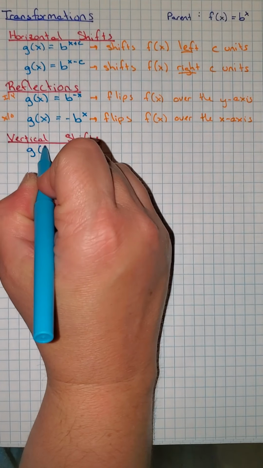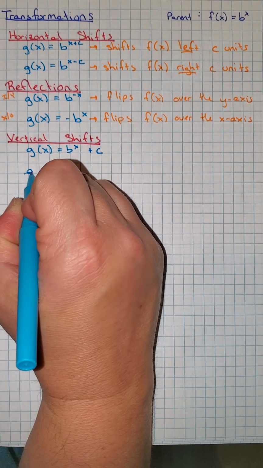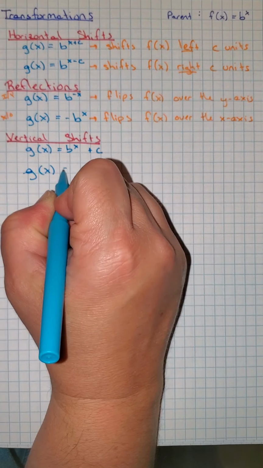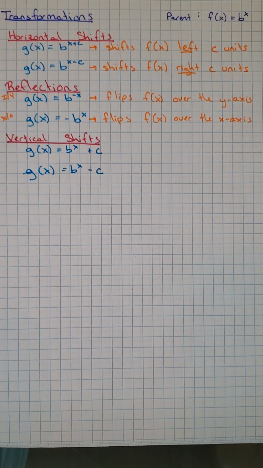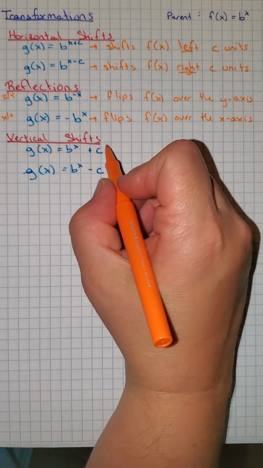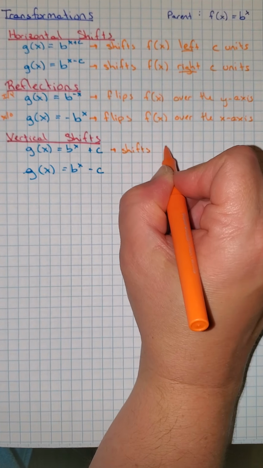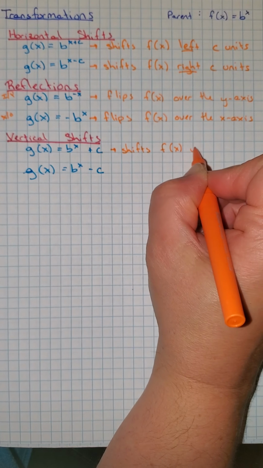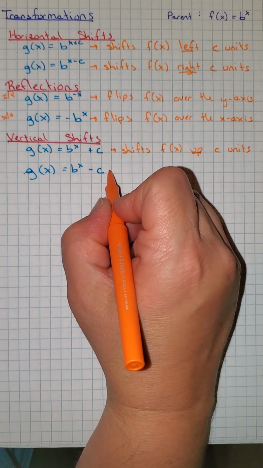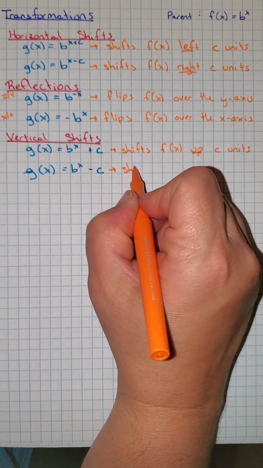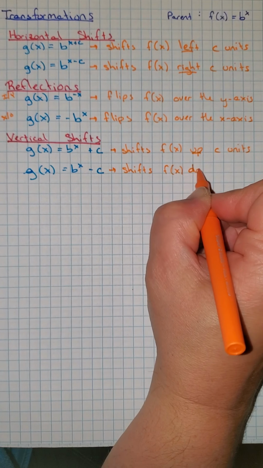So you could have g of x equals b to the x and then plus c down on the ground. Or g of x equals b to the x and minus c down on the ground. So plus c means you're going up c units. And minus c means you're shifting f of x down c units.